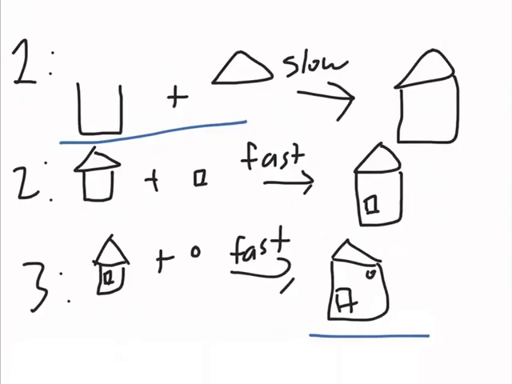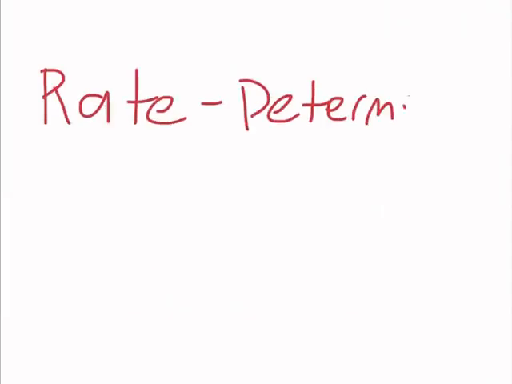Now, looking back at our reaction, we can see that step 1 has the slowest reaction rate, whereas the other ones are fast. So therefore, step 1 determines the rate of the reaction. Step 1 is what we call the rate determining step, or the RDS.